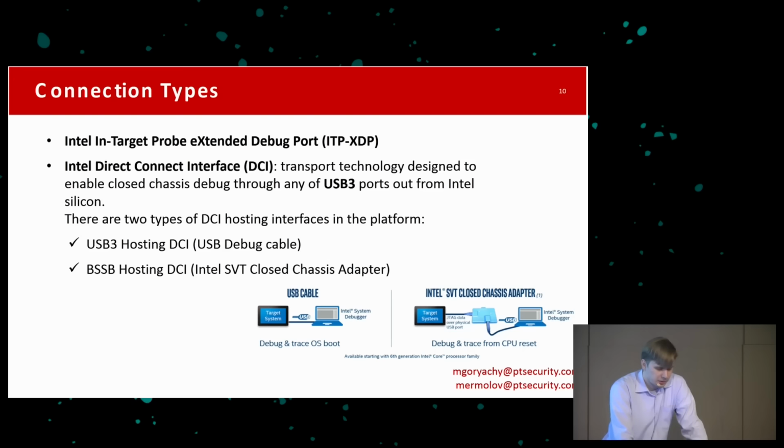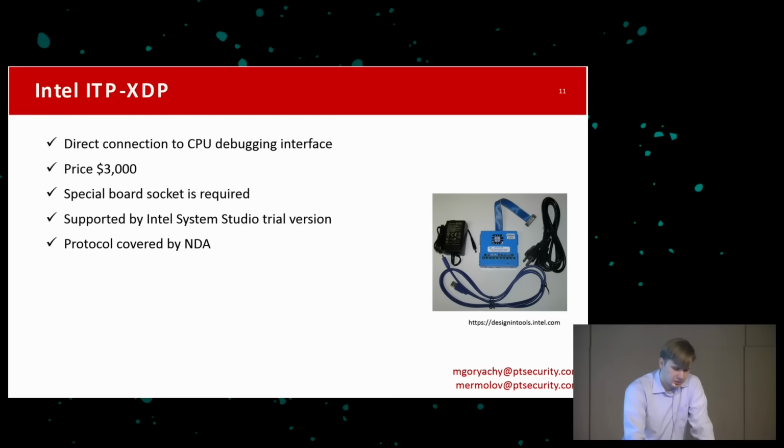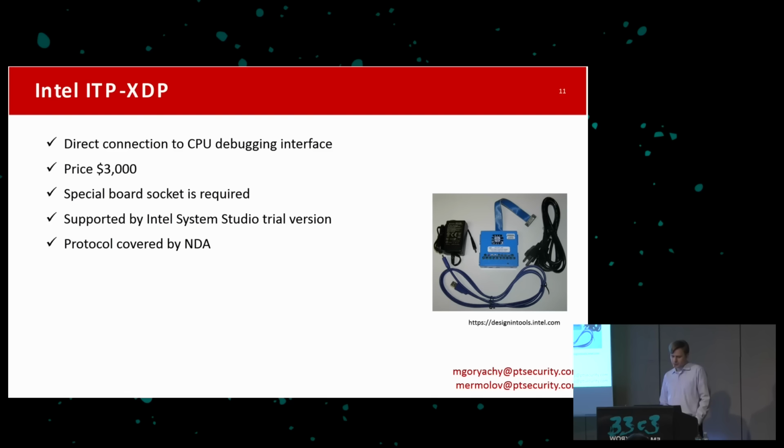Now, let's take a closer look at each of them. Intel ITP-XDP requires a special board and a special socket, but it connects directly to the CPU. It is compatible with Intel System Studio. You can download a trial version from the manufacturer's website. It has a protocol protected by NDA, and makes a lot of noise and gets hot. Really, I checked it.